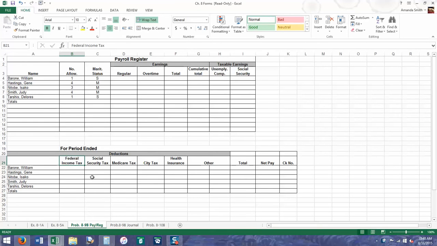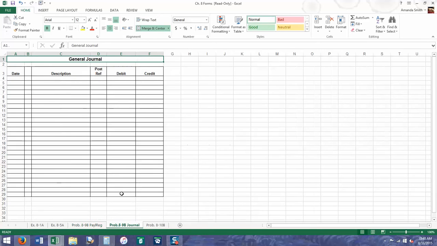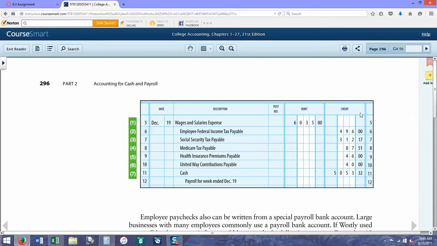here's the form. We need to include our federal income tax, Social Security tax, Medicare tax, city tax, healthcare insurance, and then we're also going to have credit union and savings bond, which go into the other category when we are calculating. So I'm going to go ahead and do the journal entry first. That way it's less time consuming later on.